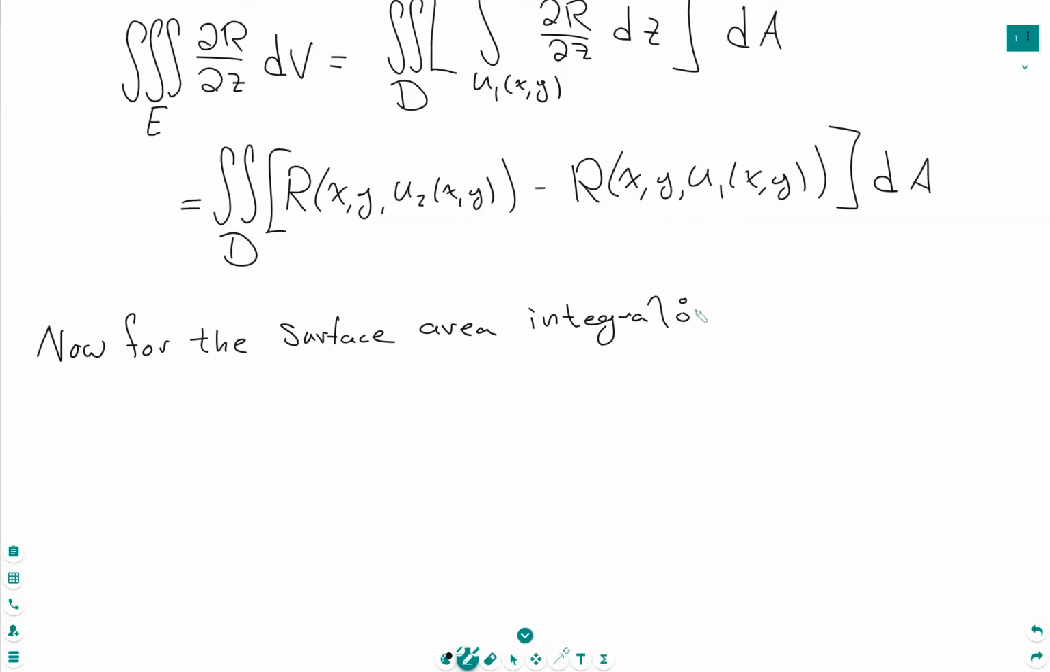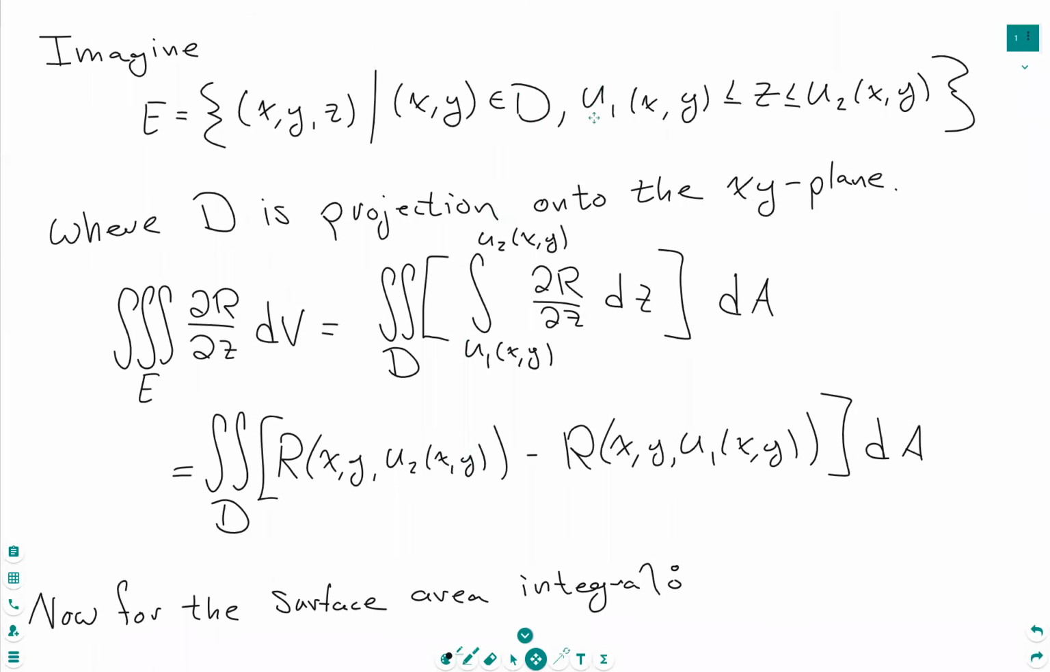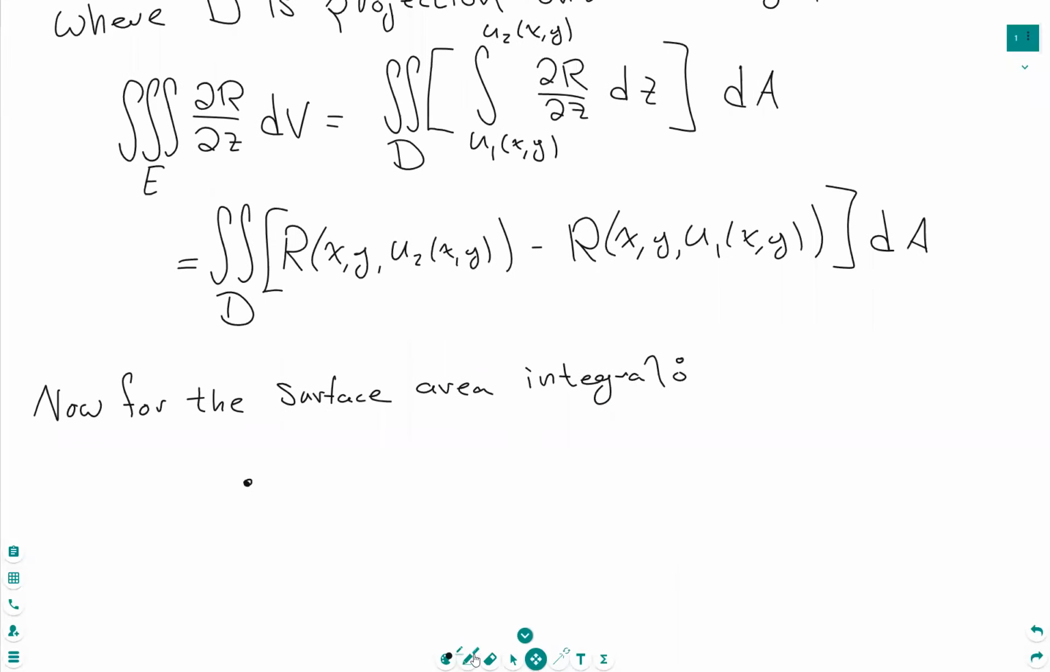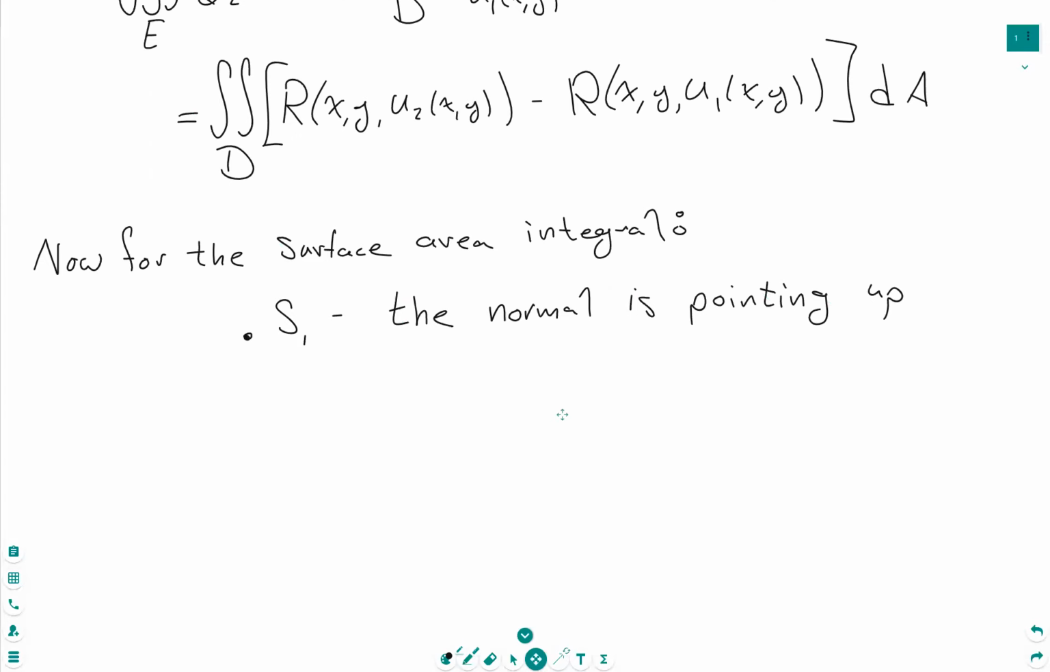So the volume E has 3 different surfaces. So we're going to try to break it up into pieces, right? Based off of our description of E here, we can imagine that it's enclosed by some surface S1 where the normal is pointing up. We can kind of draw a picture too here in a second.